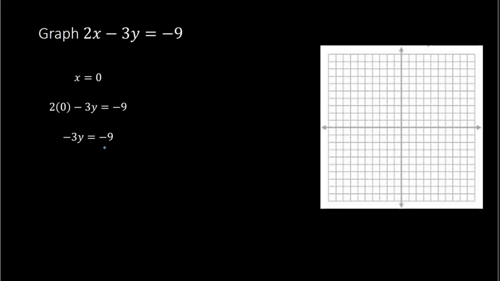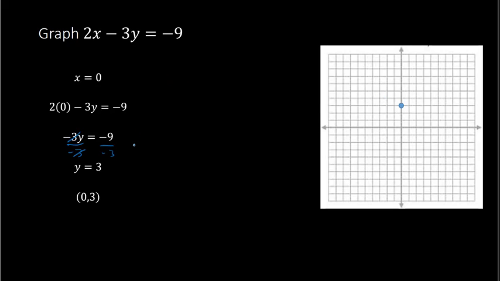And then to solve, I need to get rid of this negative 3, which is being multiplied. And I get rid of it by dividing. So divide both sides by negative 3. I have y on the left and positive 3 on the right. So when x is 0, y is positive 3. So my ordered pair is 0, comma 3. And to graph this, I go over 0 and up 3 to get this point right there.